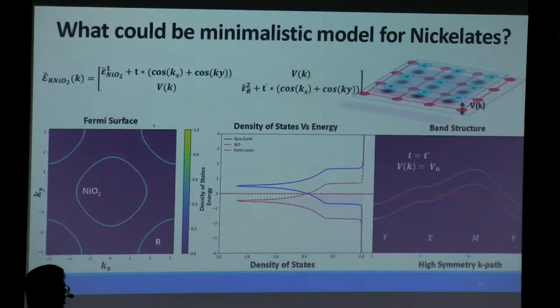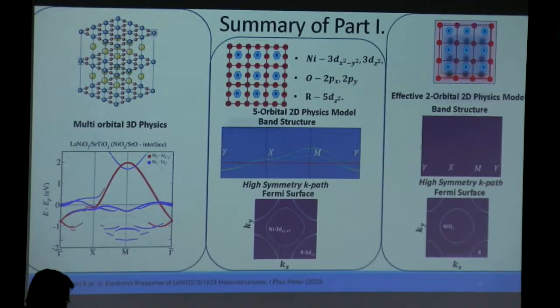Fine. So we are reducing the complexity of the models: we have the crystalline form, then we say that these are not relevant orbitals, and we reduce this complexity and end up with some type of minimalistic model. So here I end my first part.